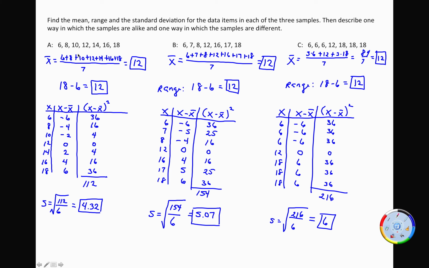That's what the standard deviation tells us. The smaller the number, the smaller the spread of the data atoms. The larger the number, the larger the spread of the data atoms.